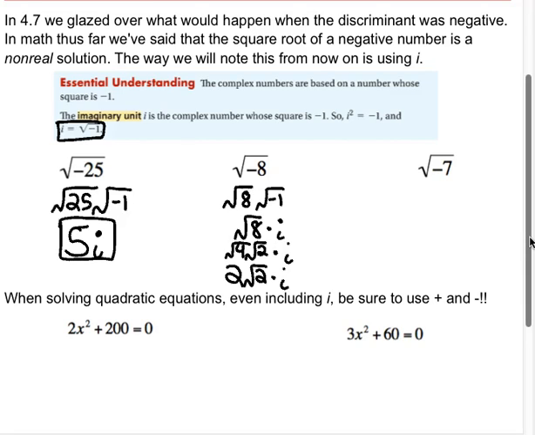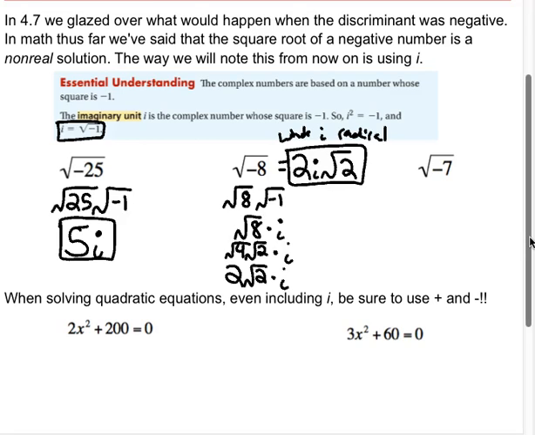Now, the way that I prefer to write it is 2i square root of 2. So you're going to put the whole number piece, then the i, and then the radical piece whenever you're writing these. It's just common notation, and it makes it very clear in reading it. So there's a whole number piece, then the i, then the radical piece.